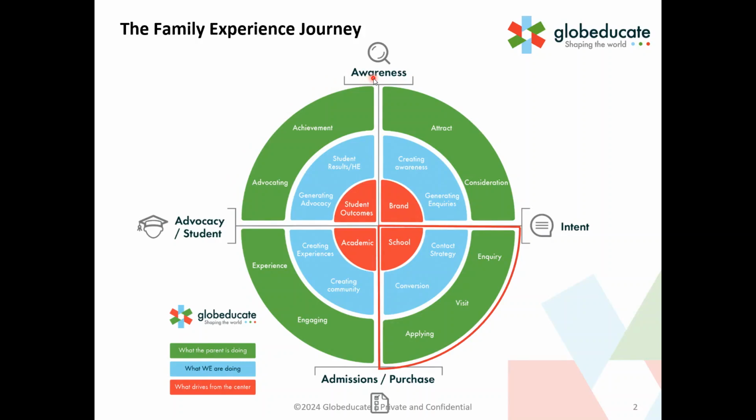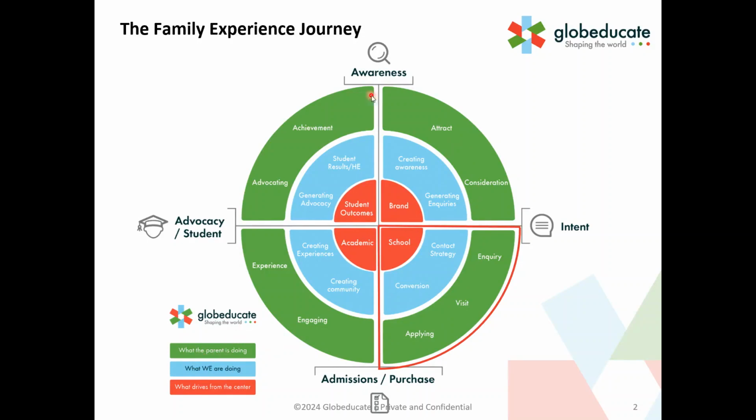As you see, it has three layers. The red one, which is what is the driver from the center, the blue one, which is what we as a school are doing in that phase of the process, and the green one, which is what the parent, the family is doing in that phase of the process.